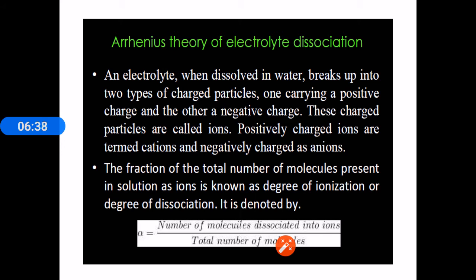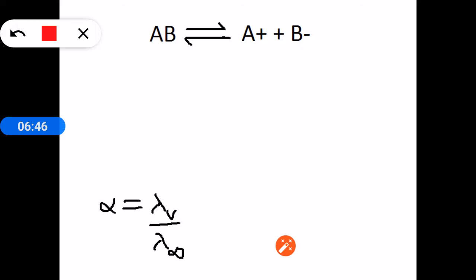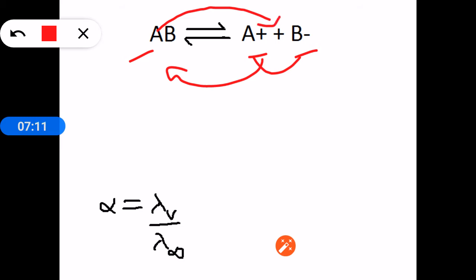According to this theory, an electrolyte, when dissolved in water, undergoes ionization to give charged species, positively charged and negatively charged species called cations and anions. Now there exists an equilibrium between undissociated molecules and dissociated ions. Equilibrium means the ionized A plus and B minus will again combine to give AB, and this will undergo ionization to give A plus and B minus. So there exists an equilibrium between undissociated molecules and dissociated ions.